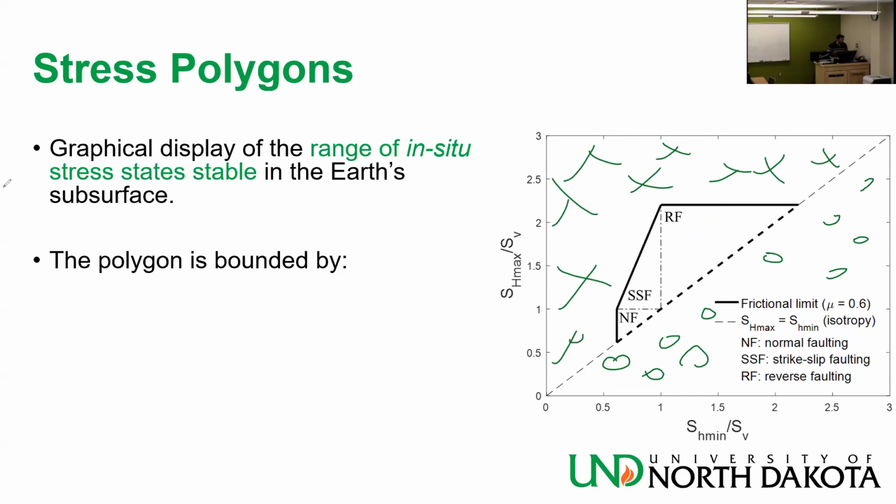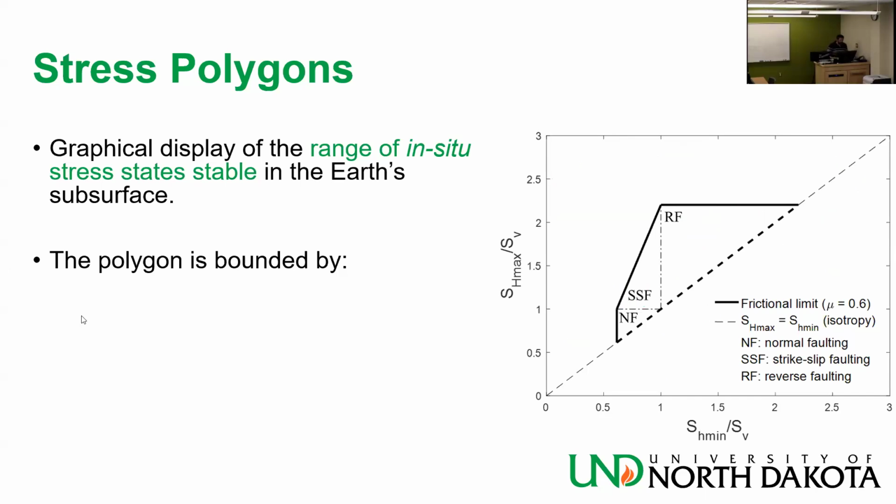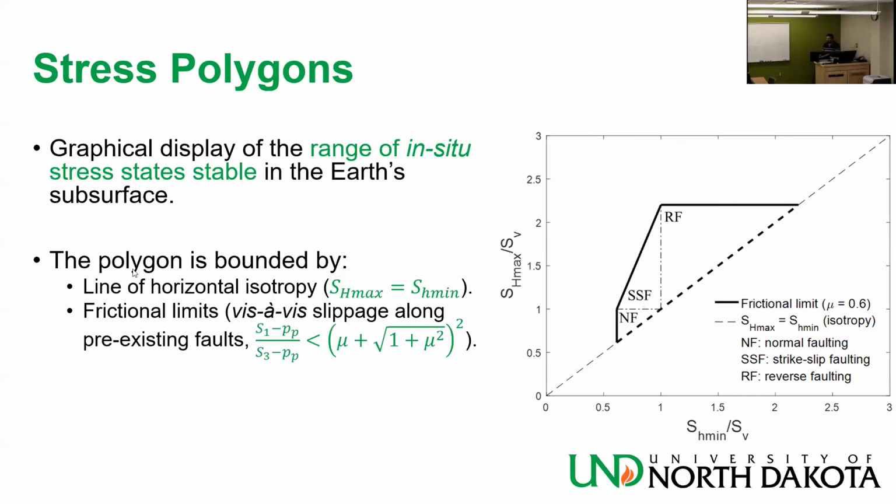And we said we only need one equation to draw the polygon. This equation is the Mohr-Coulomb failure criterion, which you learn in geomechanics. The only variables that determine the size of the polygon are mu, the friction factor of the fault, and the pore pressure. If you change one of those, the polygon changes. So you need a new polygon for every different pore pressure and every different mu.